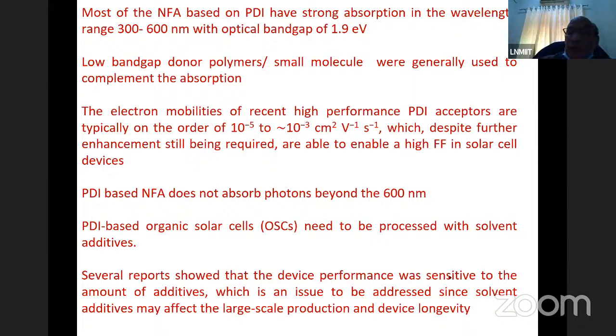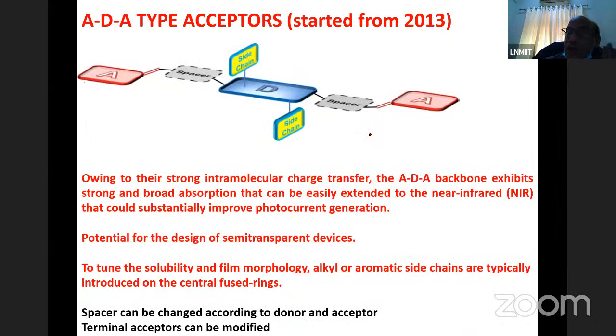Most of the PDI absorb light from 300 to 600 nanometers, and the band gap is around 1.9 electron volt, which is just like the PCBM, and the mobility is like this. And then after that, the people started to work on a different type of non-fullerene acceptor.